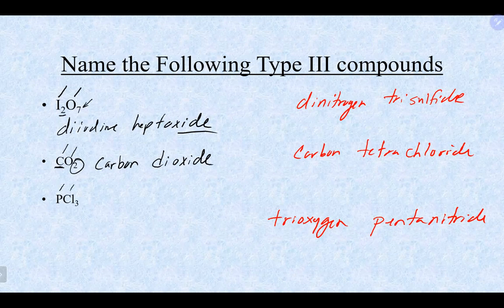Looking at the last one, we've got phosphorus, which is a nonmetal, and Cl, which is a nonmetal. So again, that tells us it's type 3. Mono for the first one, but we're not going to use it, so that's going to be phosphorus. And prefix for 3 is tri, so trichloride here. I can spell it there. There we go.